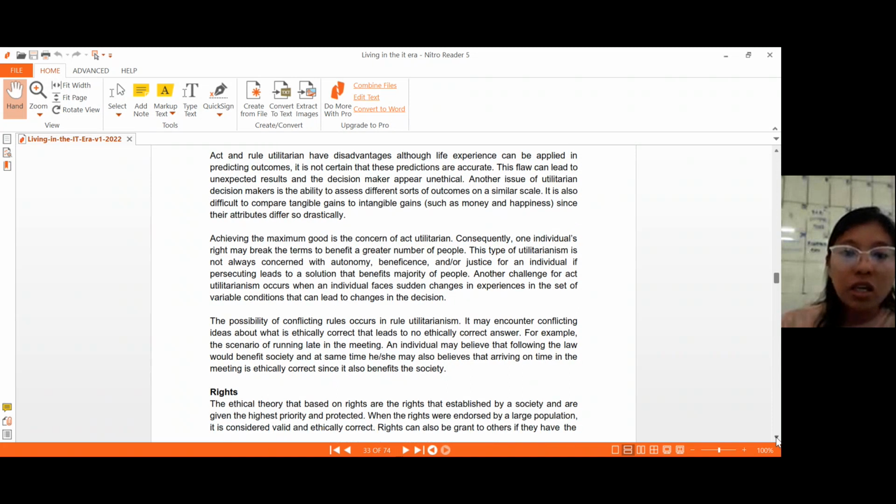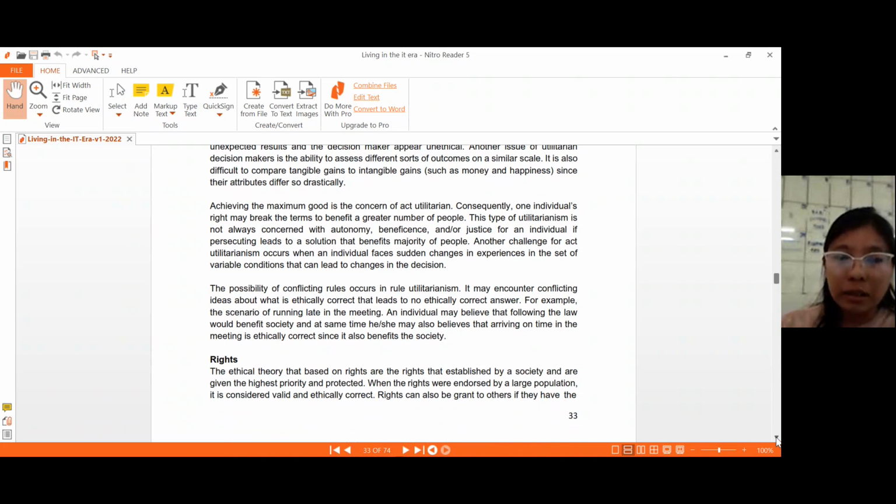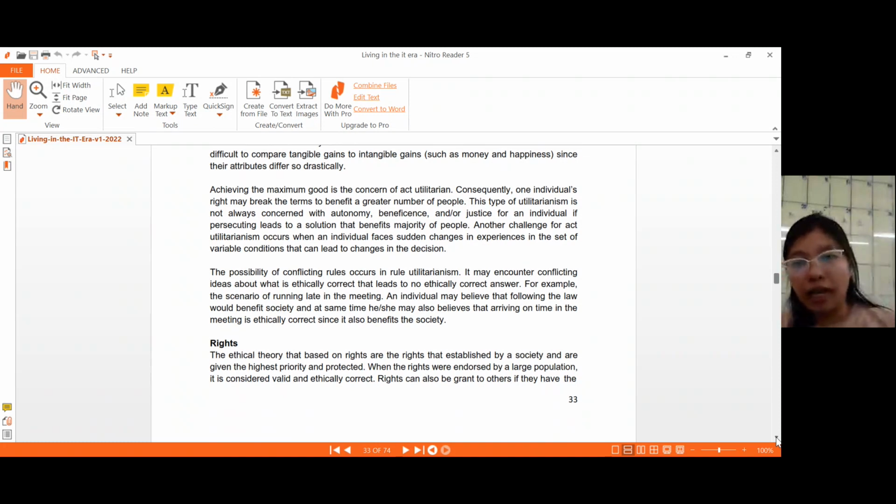So the possibility of conflicting rules occurs in rule utilitarianism. It may encounter conflicting ideas about what is ethically correct that leads to no ethically correct answer. For example, the scenario of running late in the meeting. An individual may believe that following the law would benefit society, and at the same time, he or she may also believe that arriving on time in the meeting is ethically correct since it also benefits the society.